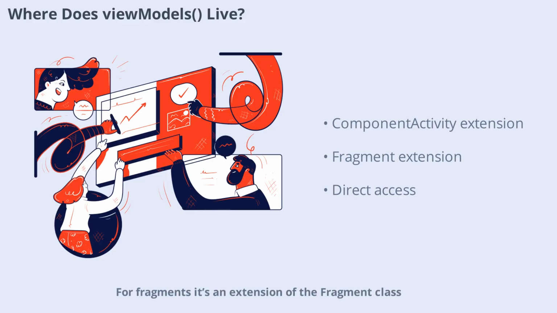For activities, the viewModels function is defined as an extension of ComponentActivity. For fragments, it's an extension of the Fragment class. This means that wherever you're working in your UI, you have direct access to viewModels, making it simple to retrieve or create your ViewModel instances. This seamless integration is one of the reasons ViewModel is so widely adopted.